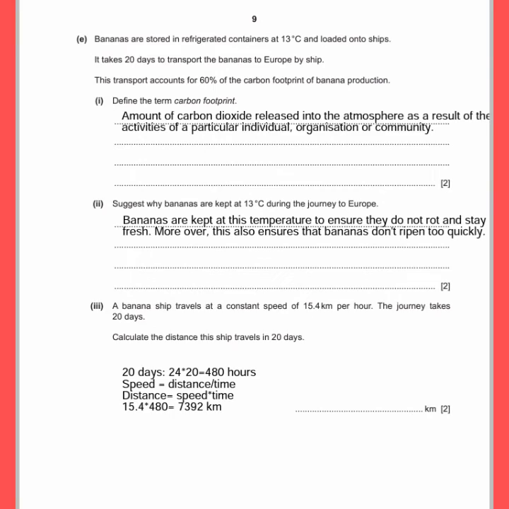Then moving on, bananas are stored in refrigerated containers at 13 degrees Celsius and loaded onto ships. You know that's a cold temperature, right? Then it takes 20 days to transport the bananas to Europe by ship. The transport accounts for 60% of the carbon footprint of banana production. So a lot of carbon dioxide is being produced, because carbon footprint is the amount of carbon dioxide produced or released into the atmosphere.